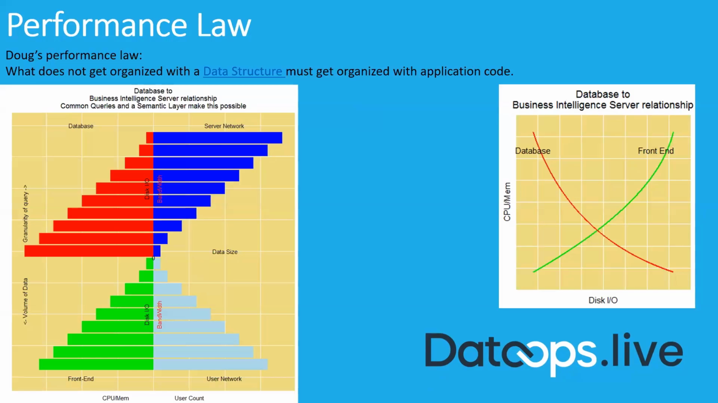Now, this is something that I brushed on, but I didn't call it out specifically in an earlier presentation. Doug's performance law: what does not get organized with a data structure must get organized with application code. I wrote a blog about this some time ago, and it's still out there, so you might find it on my blog, thedataguy.blogspot.com. Occasionally, I'll update it.